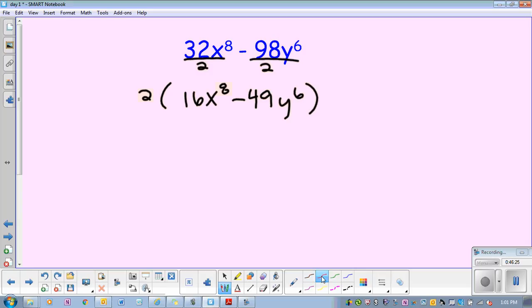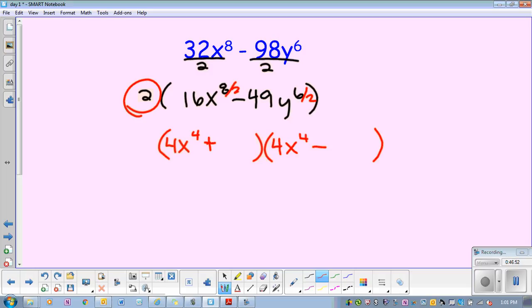Yeah. All right. Can I do a difference of squares again? Yes. So, plus, minus. I'm not going to do much, so I mean, I could circle this, but it's just right there. What is the square root of 16x to the 8th? 4x to the 4th. Remember, divide it by 2. Divide that by 2. Okay? And then square root of 49y to the 6th is 7y cubed.